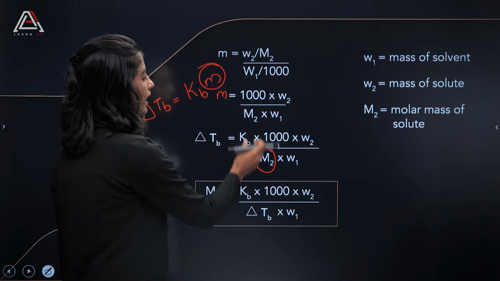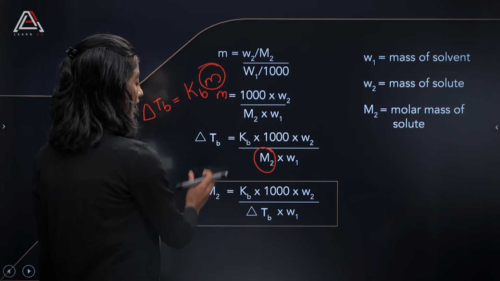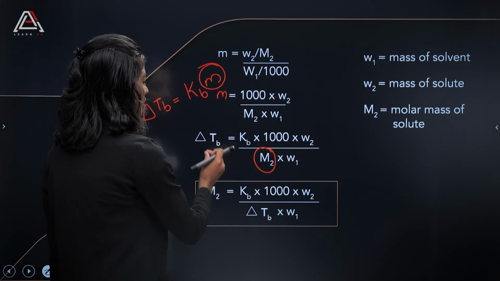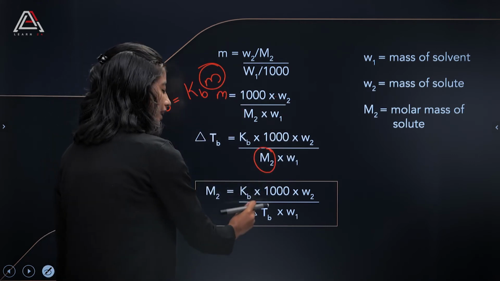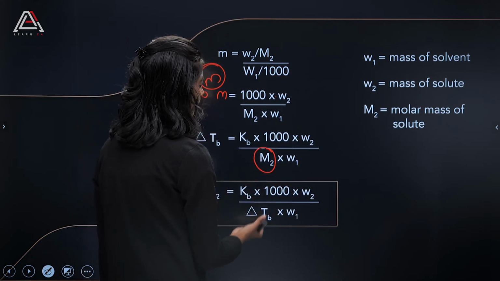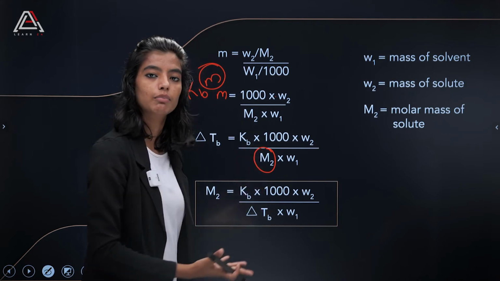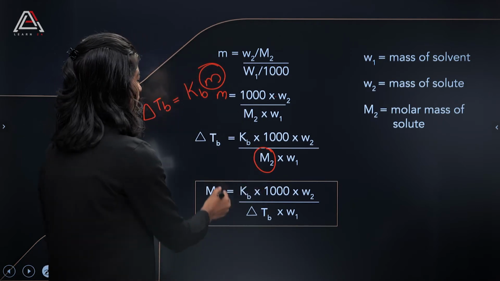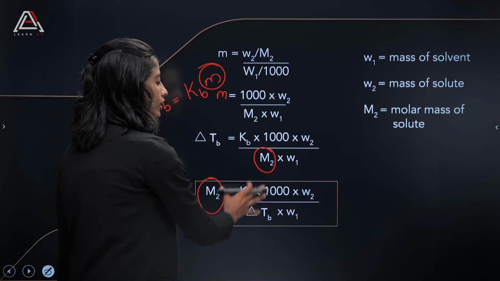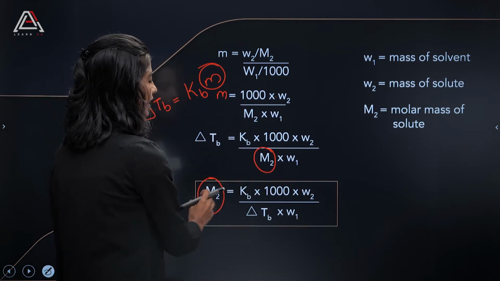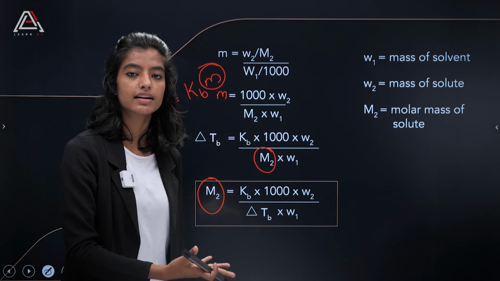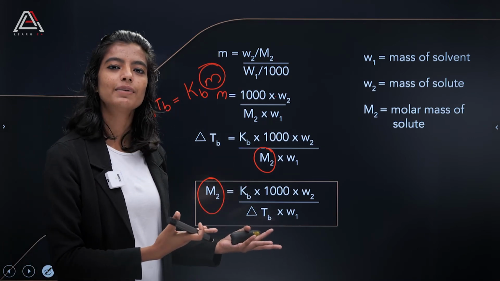In order to get that, I took M2 on the left hand side and the rest of the thing on the right hand side. So, M2 is equal to KB into 1000 into W2, all divided by delta TB into W1. I got the equation for the molar mass of solute. By knowing all other terms, I can find out the molar mass of solute, how much amount of solute that I have added. Again, it's a colligative property.